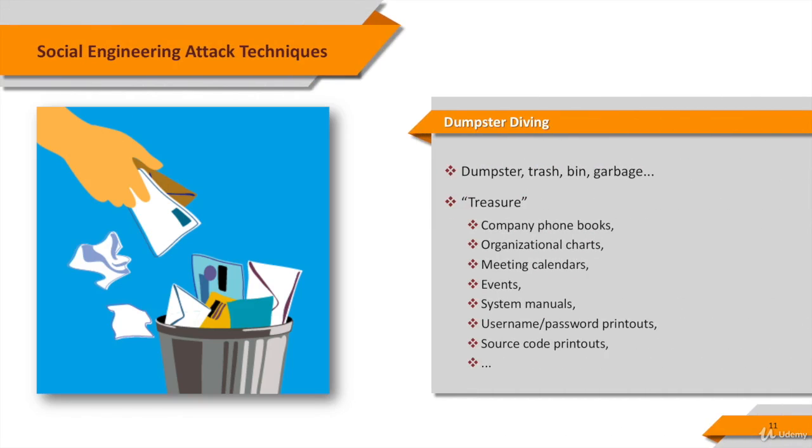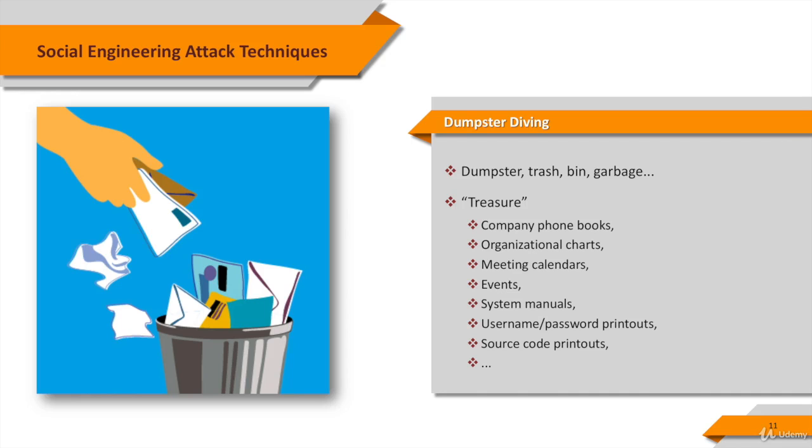Dumpster diving, also known as trashing, is another popular method of social engineering. It's simply looking for valuable things in someone else's waste bin. A huge amount of information can be collected through company dumpsters.